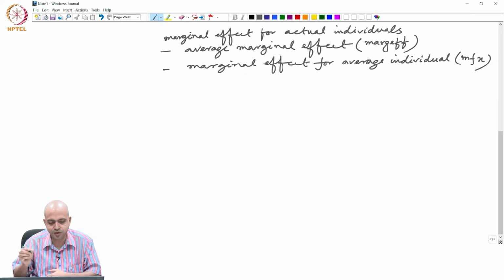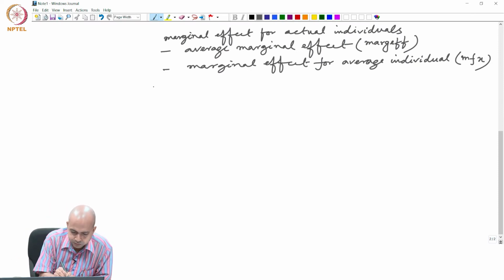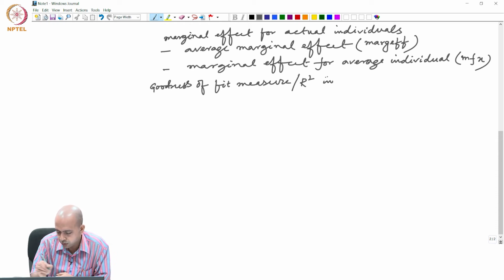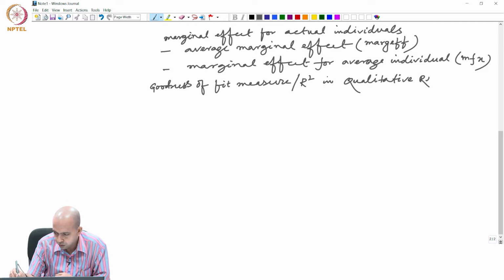So, let us discuss something about goodness of fit measure, or R square, in qualitative response model.